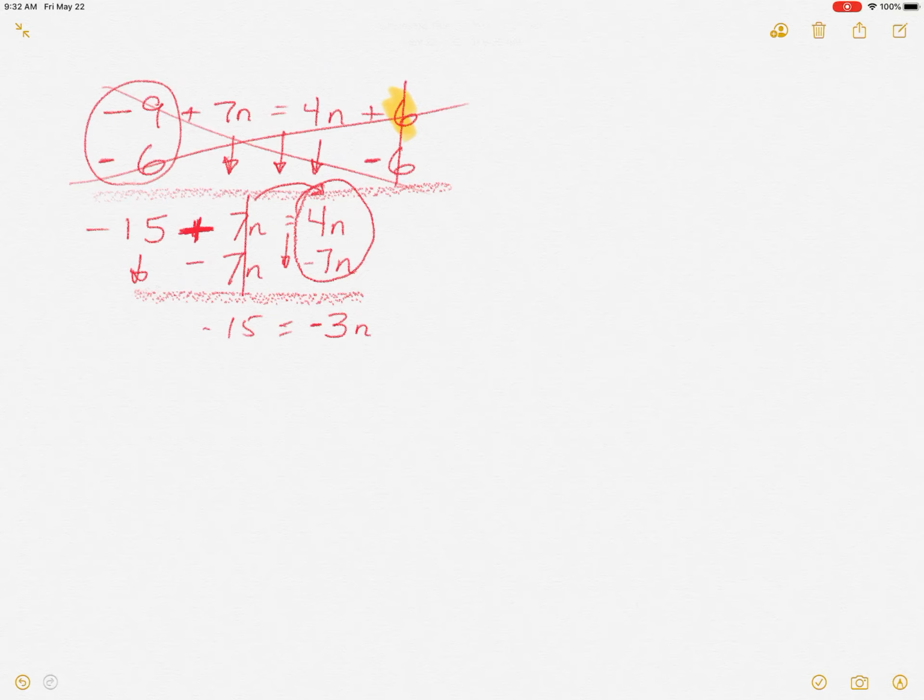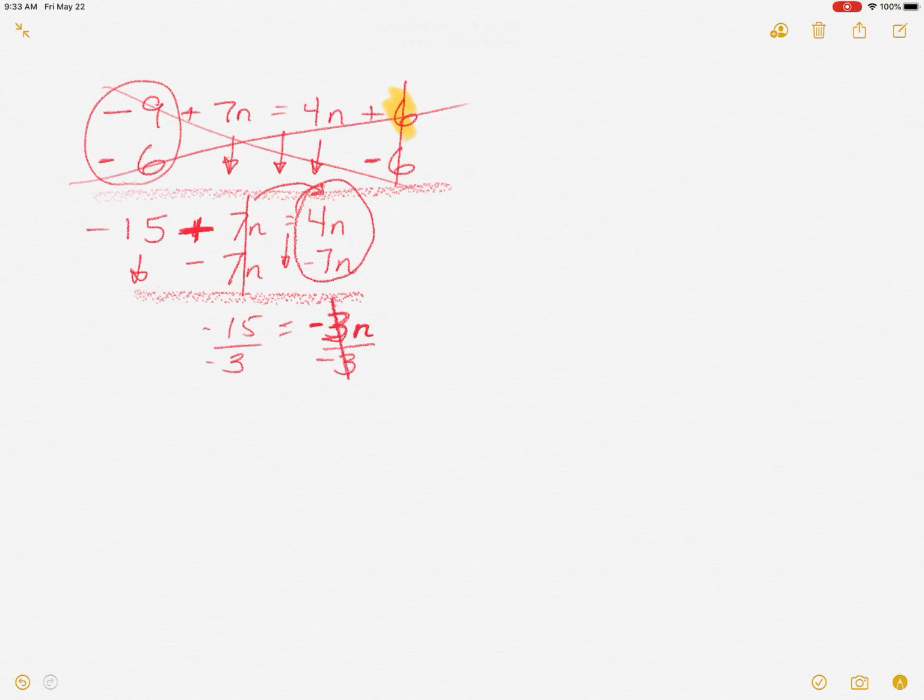And then I'm going to use inverse operations to isolate the n. Right now, we've got a -3 times n. All right, so the inverse of multiplication is division, so I can divide by that coefficient of -3. And if I divide by -3 on the right side of the equation, I need to divide by -3 on the left side of the equation.